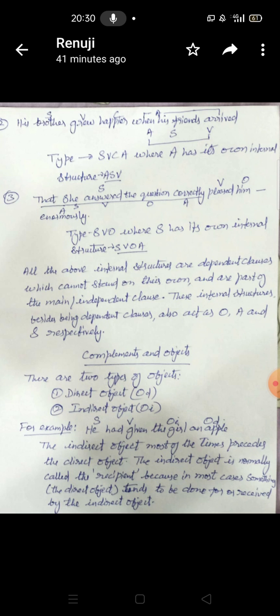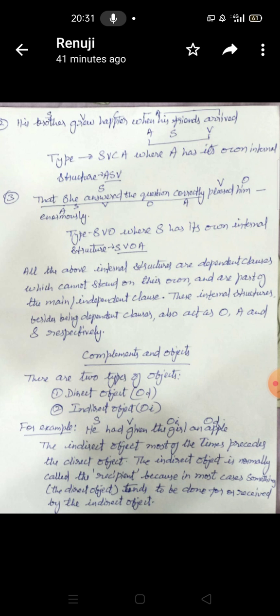When is an adverb. When of course is also a conjunct. It joins two clauses. But when we talk about internal structure, then when acts as an adverb, and his friends is the subject, arrived the verb. So this type is SVCA, where A has its own internal structure. The third example is, that she answered the question correctly pleased him.